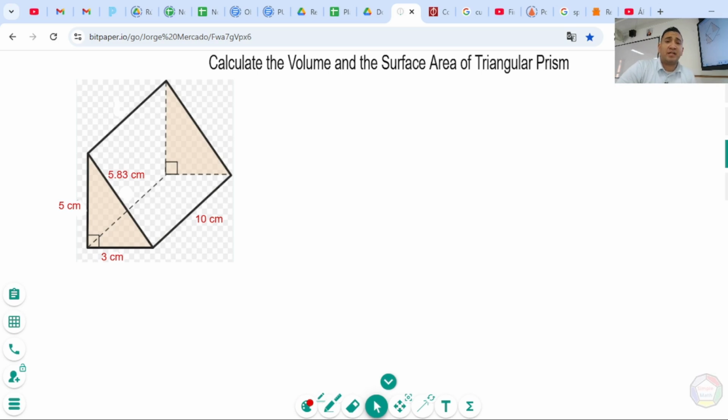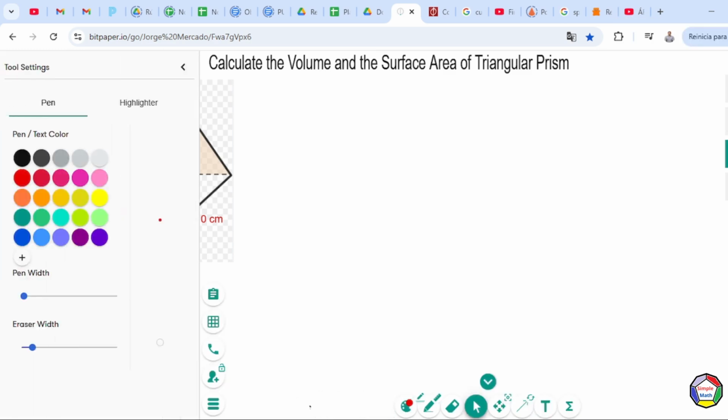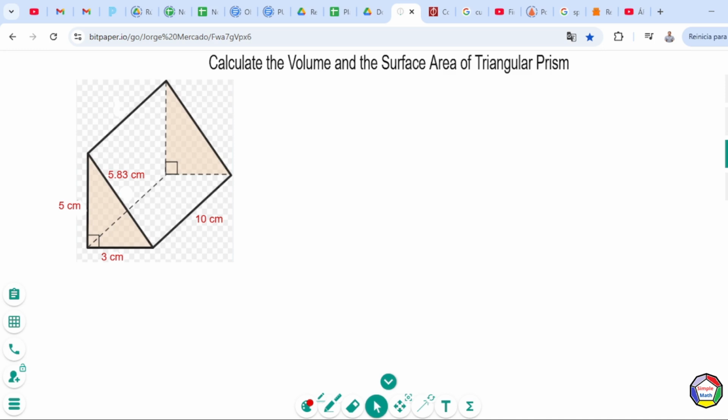Today I will explain how to calculate the volume and the surface area of a triangular prism. But it's not a common triangular prism. It's a triangular prism that has a base, or two bases actually, made by a right triangle. So let's just say in this video and pay attention to my explanation. Okay guys, so the first thing to do is to calculate the volume, which is very easy.